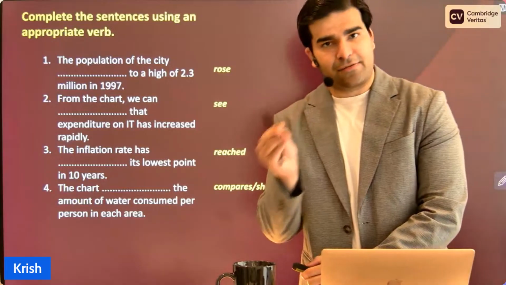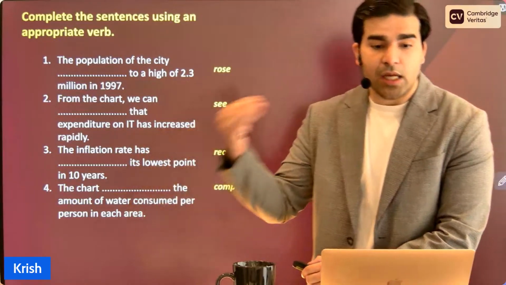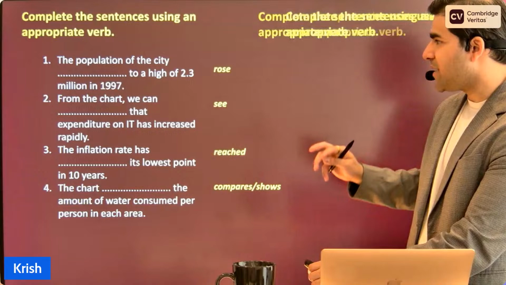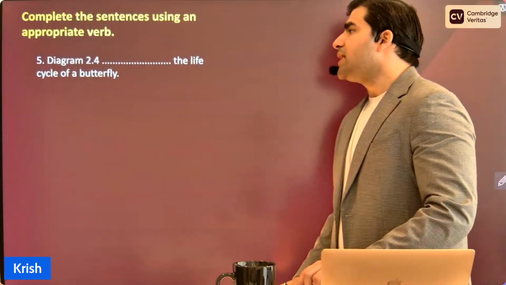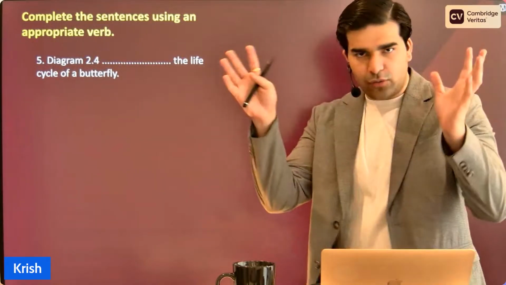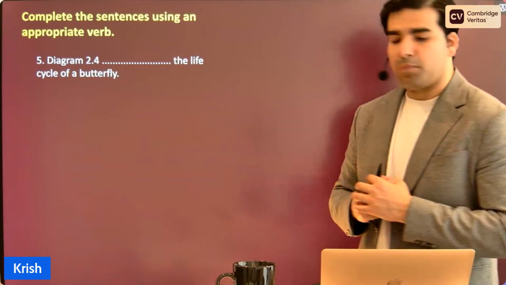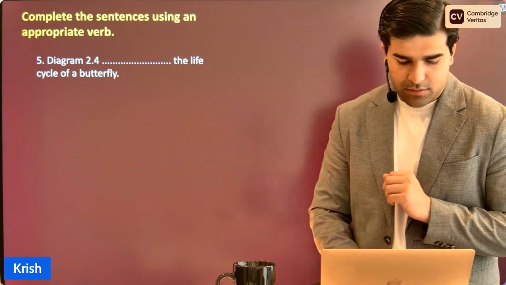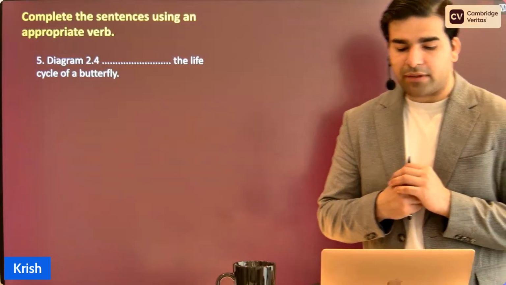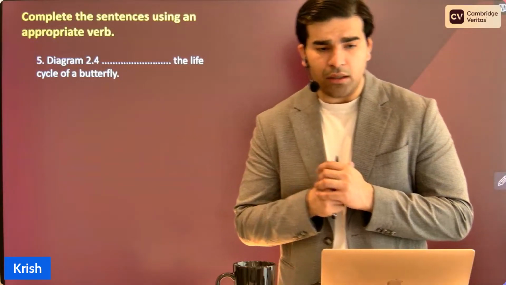Let's have a look at the last four sentences. These were the four sentences. We're now going to have a look at the last four sentences. So here we go. Diagram 2.4, whatever 2.4 diagram there is, dash the life cycle of a butterfly. There are two words that I've written here. What do you think it could be?